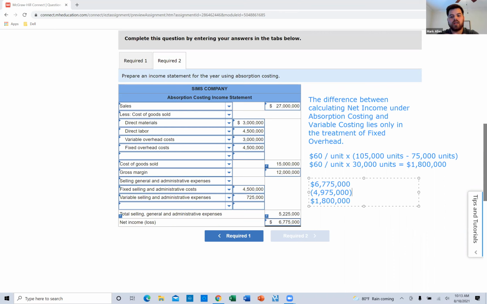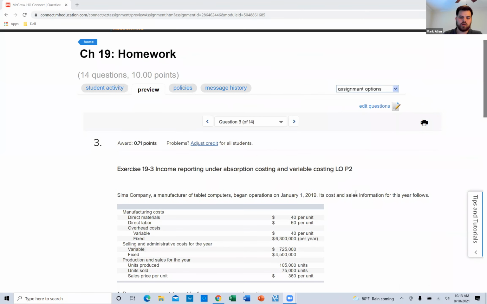Make sure you understand this relationship between absorption and variable. Which one will give you higher income, which one will give you lower income, in which period, why that is, how all of this works, and where the costs are stored temporarily under absorption. You need to know all of that to really have a good understanding of this chapter. Very good. So with that discussion had, we can go ahead and move on. We'll wipe out this page and move on to number 4.